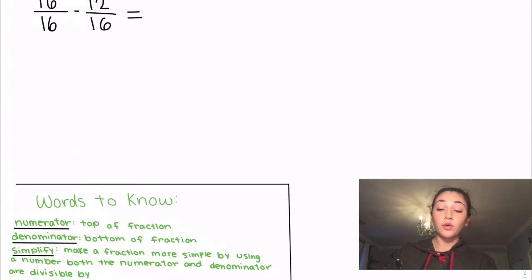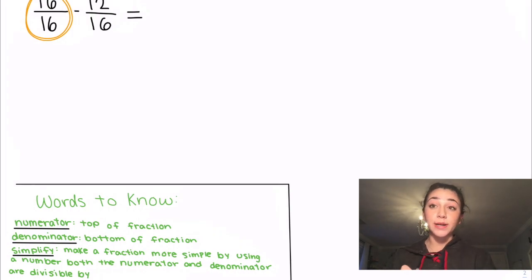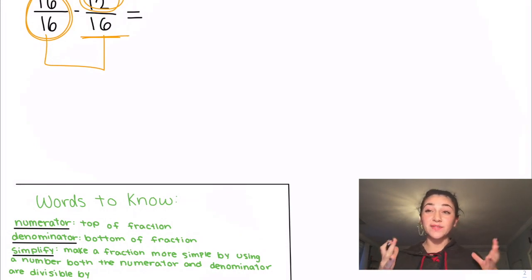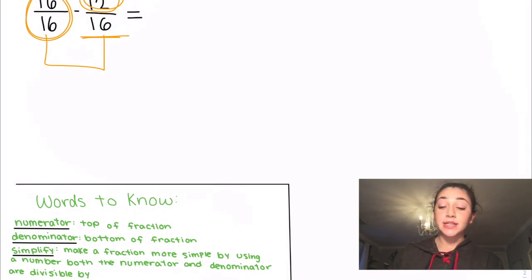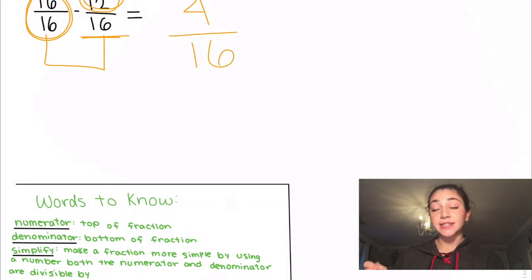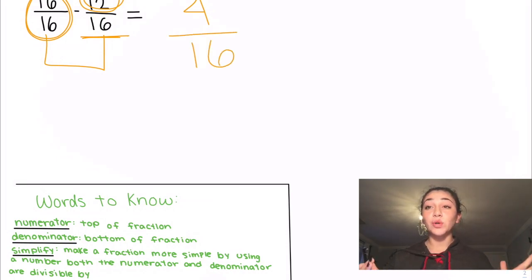You can see that the whole pizza is 16 out of the 16 slices. So that is one pizza. And you are subtracting from that the 12 slices you all ate out of 16. And since it is the same denominator, you can subtract those because it's out of the same number. So 16 minus 12 is 4, and it's still out of those 16 slices. So you have 4 out of 16 slices left.